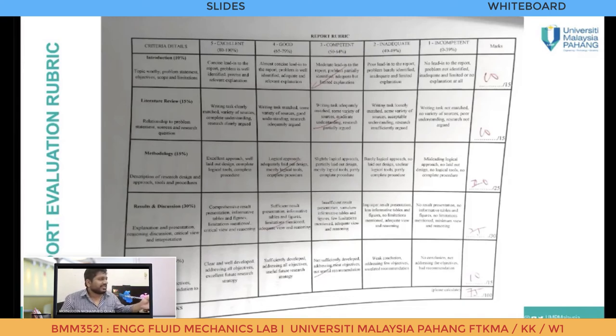If your introduction is incomplete and there is no explanation, then you will get maybe 0 to 40 marks. If your introduction is concise, the problem statement is well defined, it has relevant explanation and the objectives are clearly stated, you will get 100% marks. Similarly, literature review. Sometimes I cannot understand the literature review. Sometimes you're talking about the pump, then sometimes you're talking about the flow meter. If the information is jumbled, copied from one place, then copied from another place, there is no flow, and that's a problem.